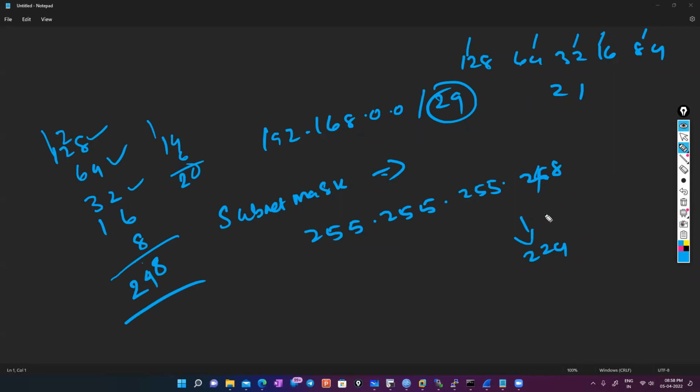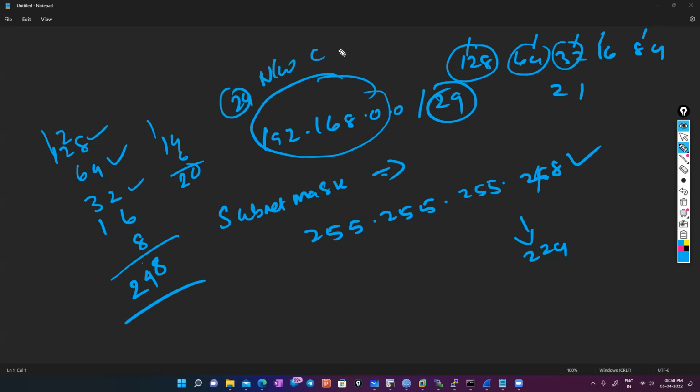Why are you confused? Your first answer was correct. It's 248, not 224, because you have to calculate these values. You got what I'm saying? See, 29. So 24 is already assigned. By default, it got 24 network bits, class C. So I am borrowing how many bits? 1, 2, 3, 4, 5 bits.